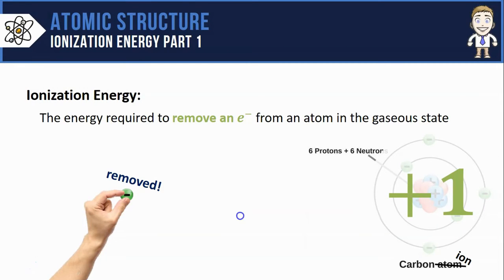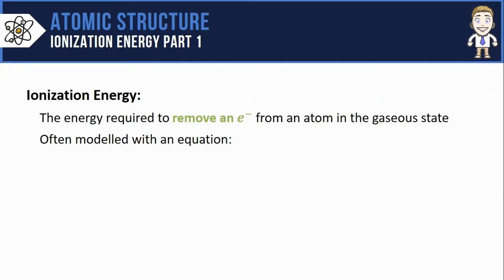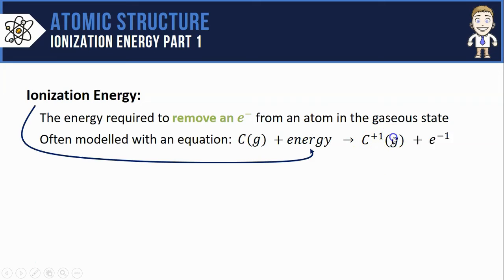Now on paper, we often model this with an equation so it's easier to write. It's going to begin with the symbol for the atom having the electron removed, in this case simply carbon. Energy was required to remove that electron, so we're going to show plus energy on the reactants side. On the products side, we'll show that carbon changed to a +1 ion and the electron that has been removed. Measuring this amount of energy is a measurement of the ionization energy of carbon.